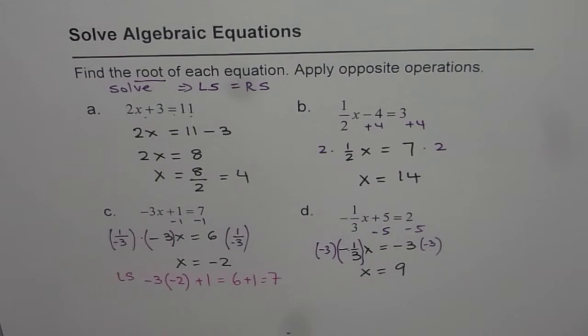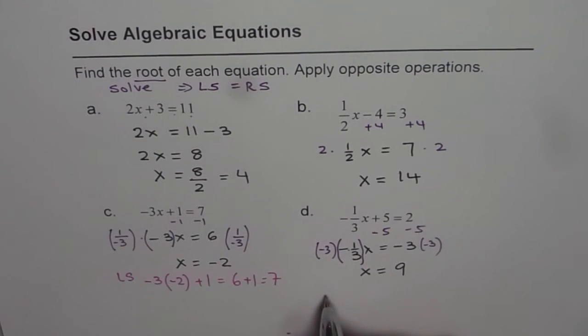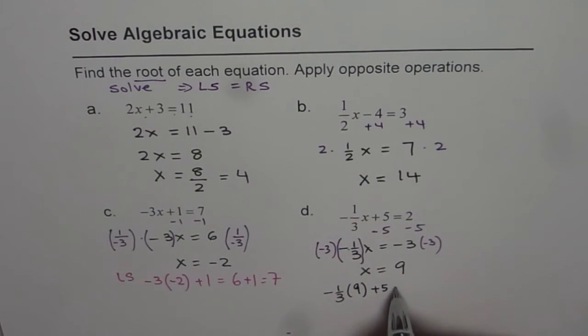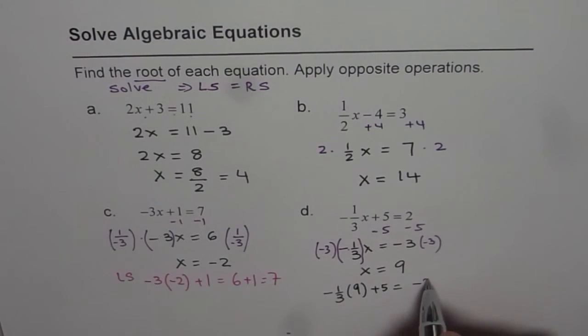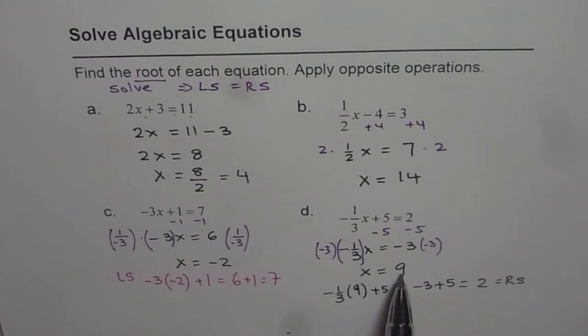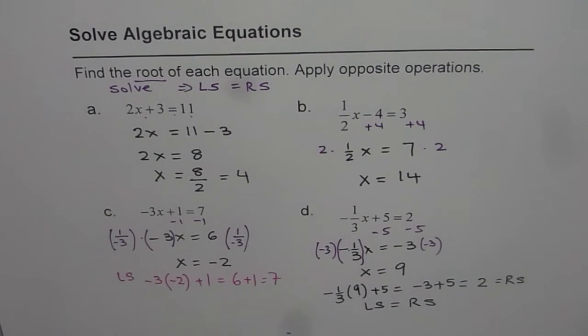Now let us check, is it right or wrong? Minus 1 over 3x, let's place the value, which is minus 1 over 3, x is 9, plus 5. Now minus 1/3 of 9 is minus 3, so we get minus 3 plus 5, and that is indeed equal to 2, which is our right side. So checking always means substitute the value of x and then check whether the left side is equal to the right side or not. If they are the same, then we have the right solution, okay?